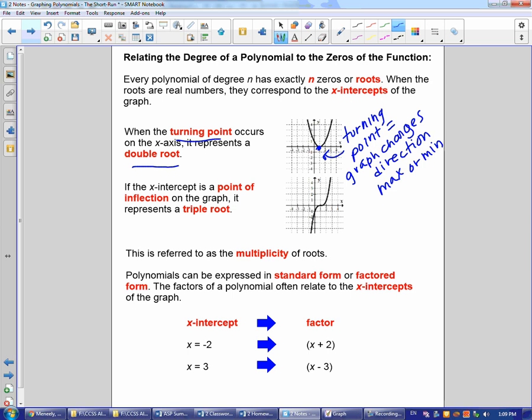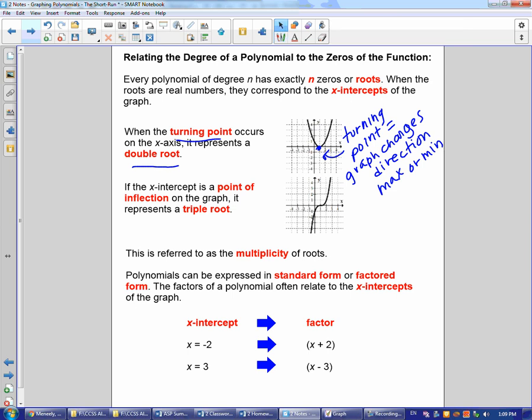With quadratics, there was only one. Either we had a maximum or a minimum, and that was the highest or lowest point on the graph. What we're going to find with polynomials is that there could be several maxima. We call them relative maximum, or maxima, or relative minimum, or minima. So if it's a turning point on the graph, then that represents a double root.